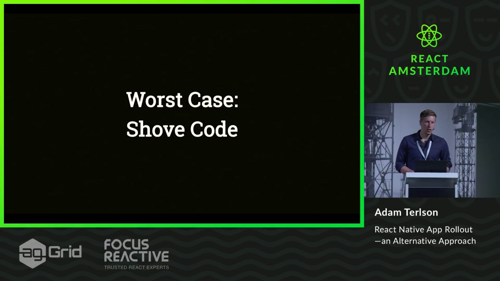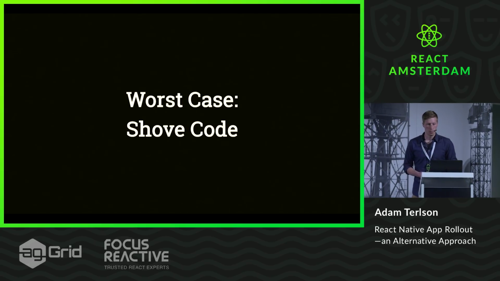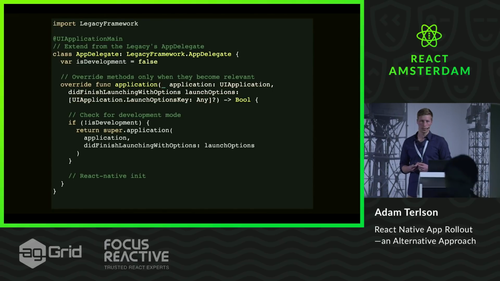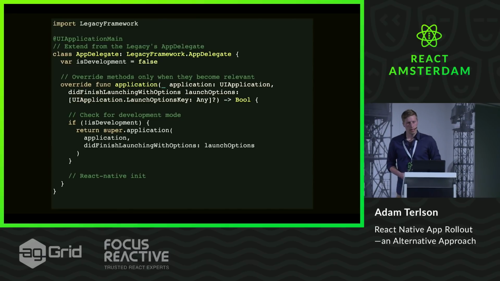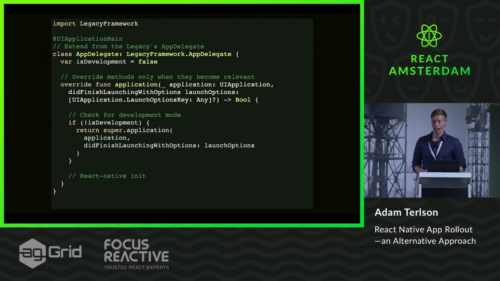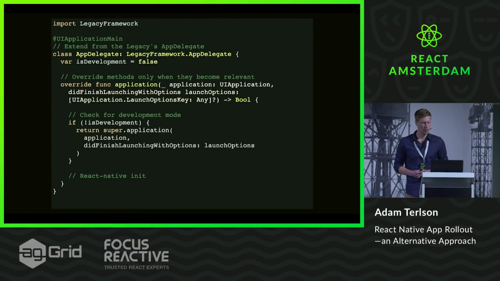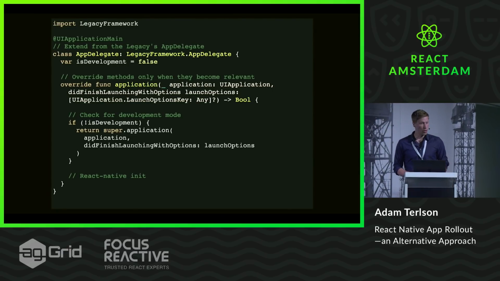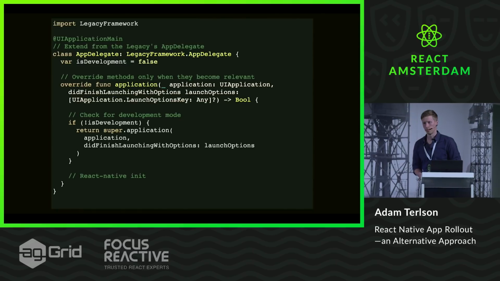When the user actually launches the app, we need them to not even know that anything has changed. So we need to start by actually showing the legacy application as before when the app begins. We can do that by extending our legacy framework's app delegate and overriding the application did finish launching with options function. In this function, we're going to check whether we're in development mode. And if we aren't, they're going to see the original legacy application. But if they are, we're going to go on to initialize React Native.